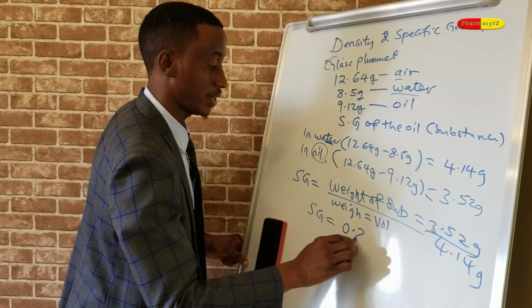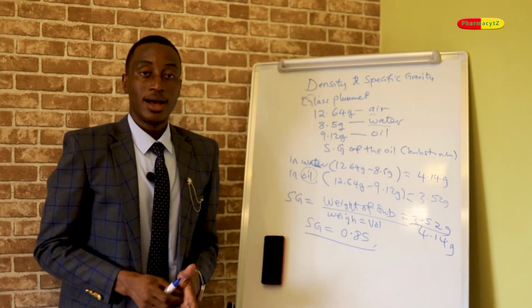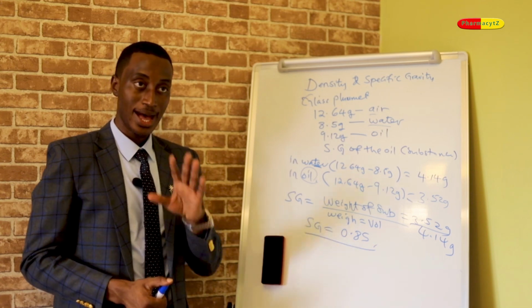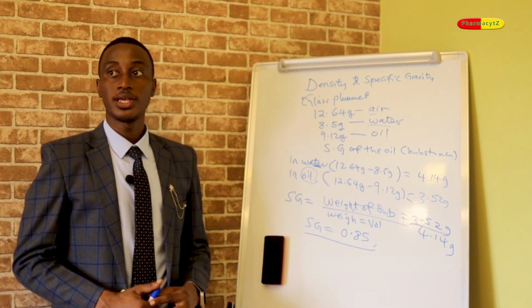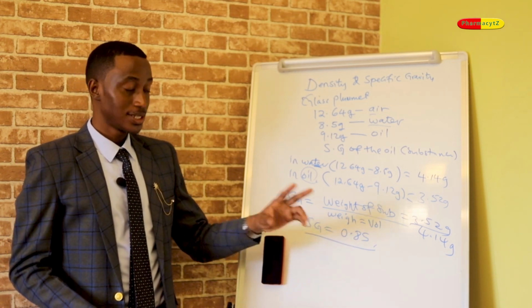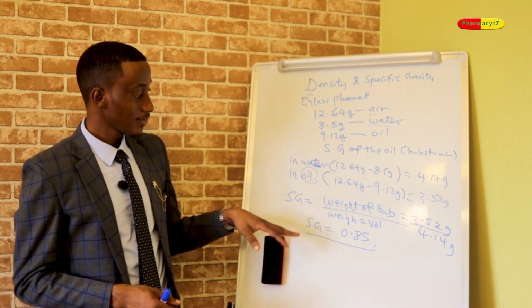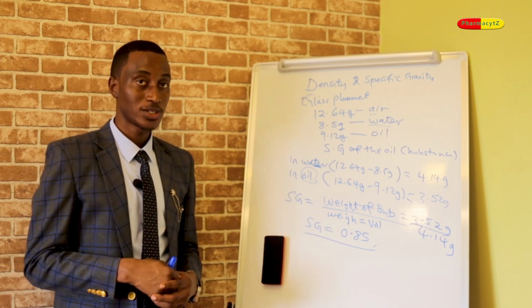This is 0.85. I'm reminding you again that the specific gravity has no SI unit. So the general conclusion here we can obtain is that when the specific gravity is less than 1, then this means that this substance is less dense than water.